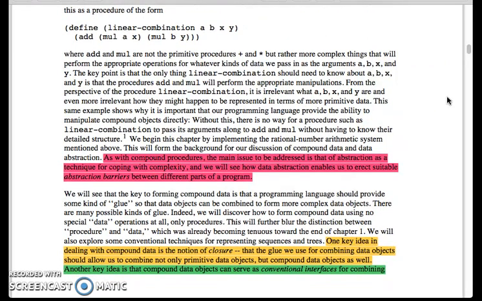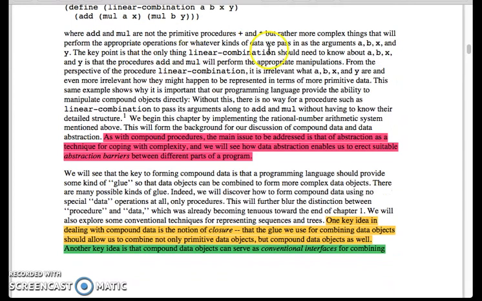linear combination a, b, x, y, add the multiple of a, x, and multiple applied to b and y. Where add and mul are not the primitive procedures plus and multiply, but are more complex things that will perform the appropriate operations for whatever kind of data we pass in as arguments a, b, x, and y. The key point is that the only thing linear combination should need to know about a, b, x, and y is that the procedures add and mul will perform the appropriate manipulations. From the perspective of the procedure linear combination, it is irrelevant what a, b, x, and y are, and even more irrelevant how they might happen to be represented in terms of more primitive data.